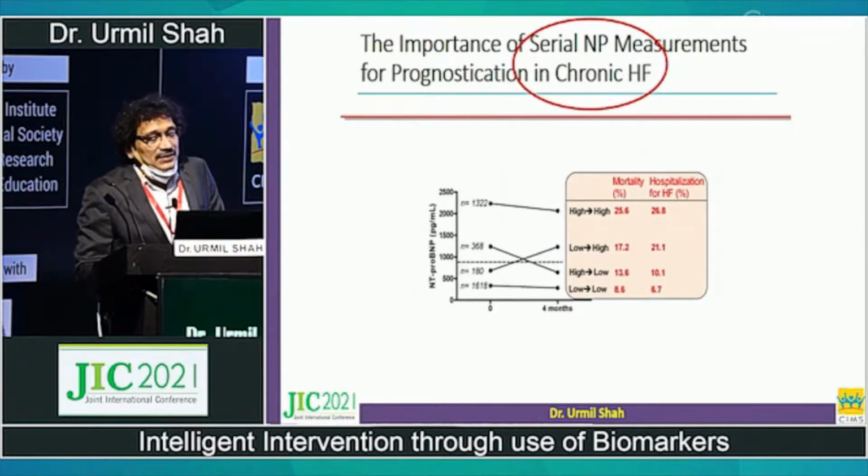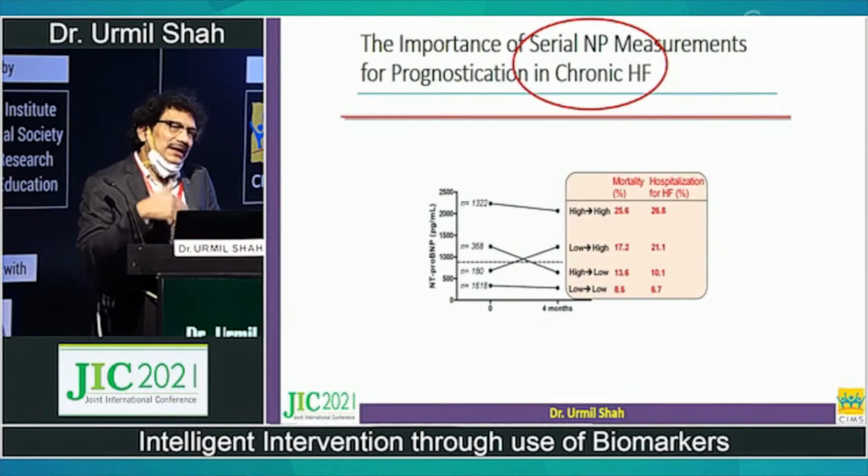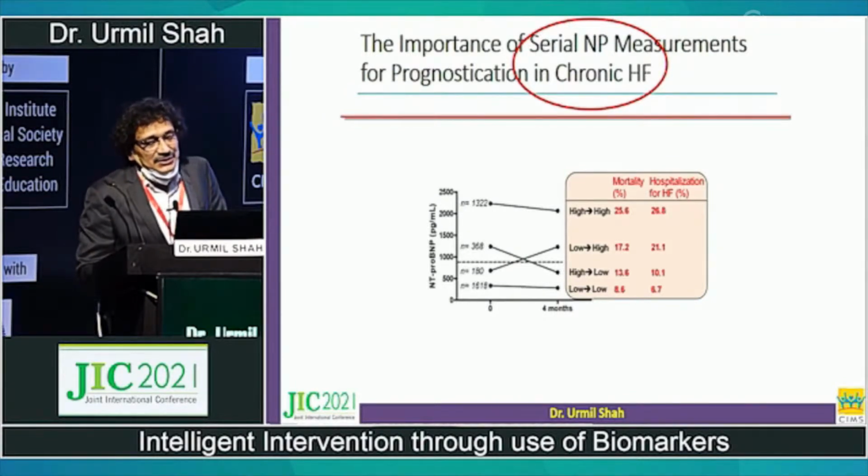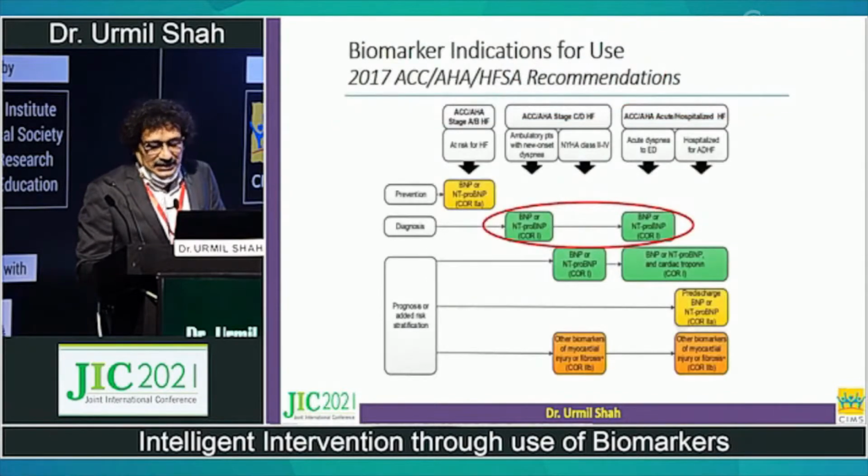What about chronic heart failure? If you look at it, persistent elevation basically means poor prognosis, or sometimes at baseline it is low and at follow-up it goes high. That means treatment does not work. At the same time, if it falls, then definitely it's a significant improvement as far as outcome is concerned.